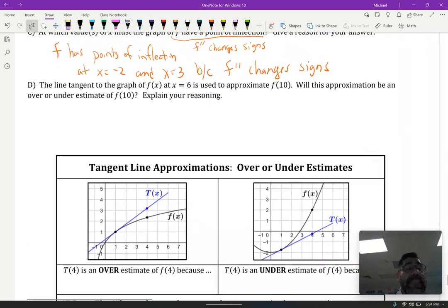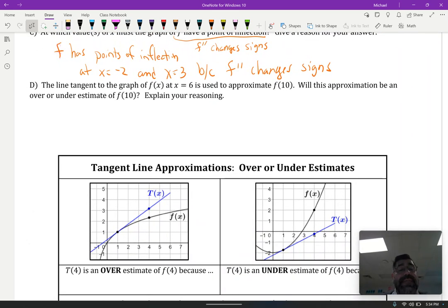Number 4. The line tangent to the graph of f of x at x equals 6 is used to approximate f of 10. Will this approximation be an overestimate or an underestimate of f of 10? So remember, we talked about how we can do linear approximations if I have a graph, and I don't know, we'll just do a graph there. And if I have this is 6, and then this is 10.